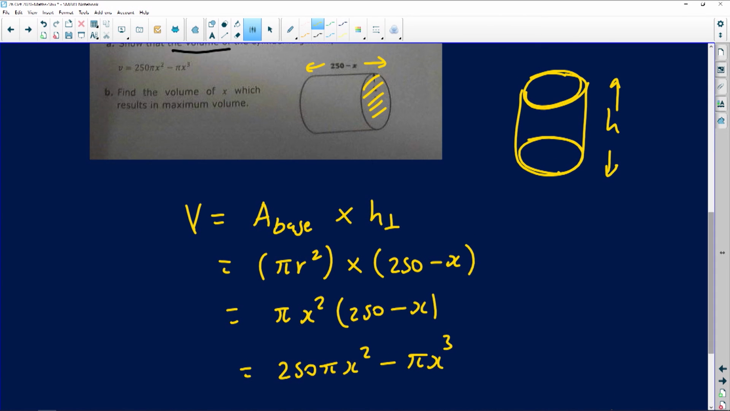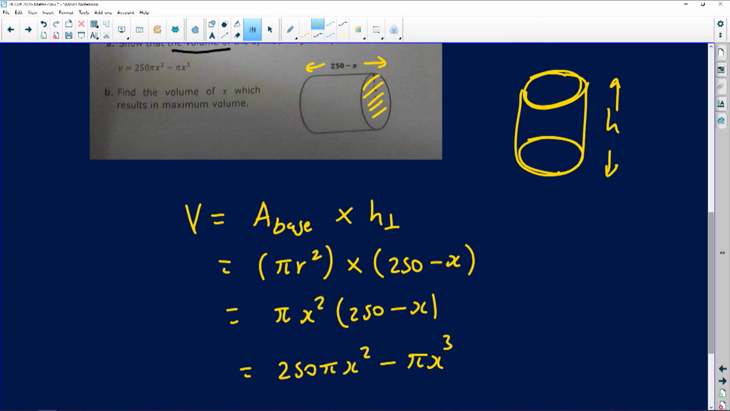Now, the last part here says we need to find the volume. Like it says to us, find the volume of x, I think it was supposed to say value. It says volume here. It was supposed to say value of x, which results in a maximum, not the volume of x. X doesn't have a volume. They wanted the value of x, which results in maximum volume.